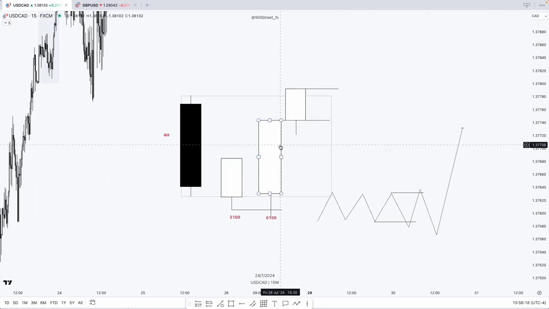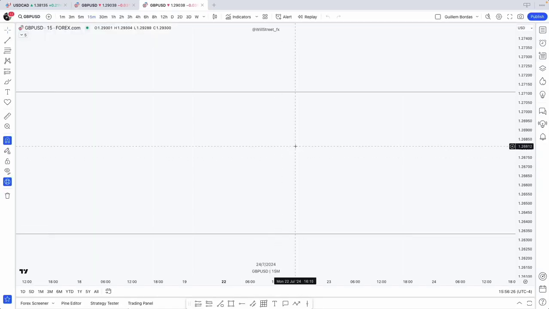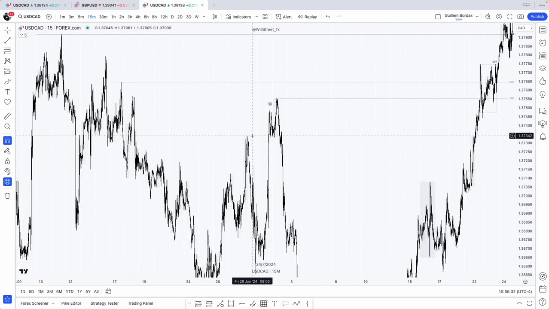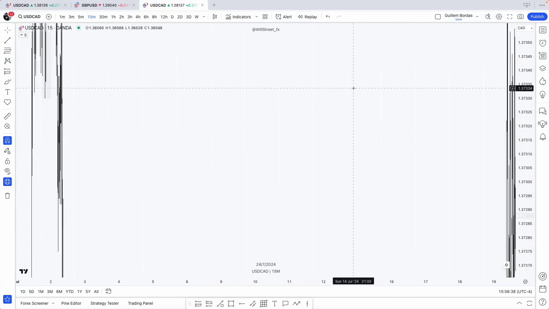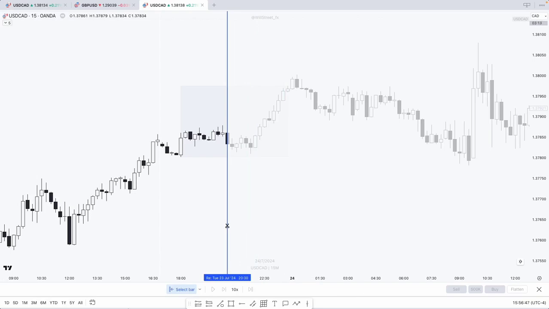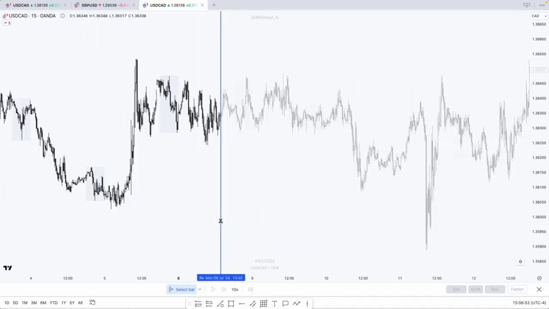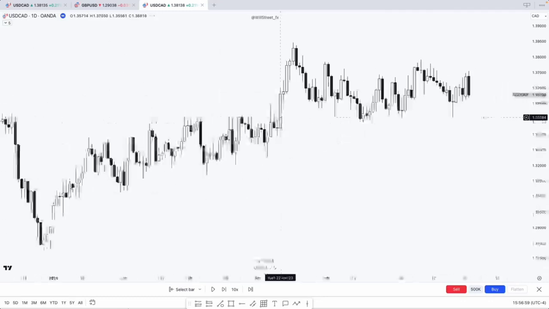So let's find some examples. Let's go to USD CAD. Let's go to clean chart. All right, so the day is 2nd of July. The trade I took, I think I already commented. Okay, so look at this beauty.